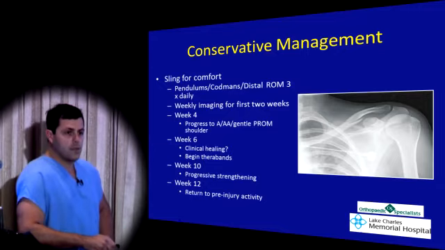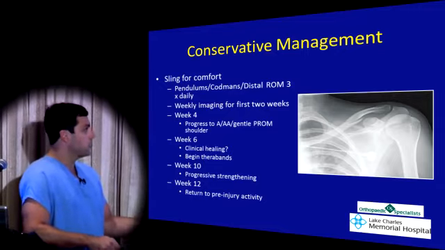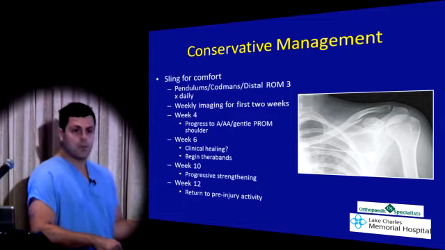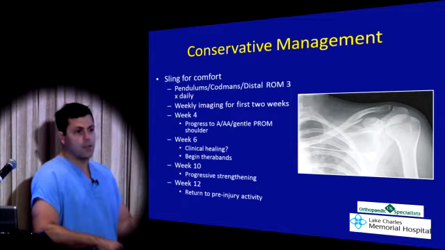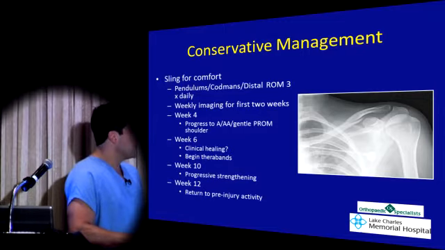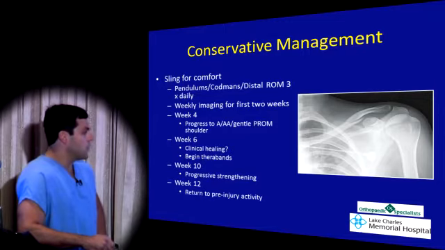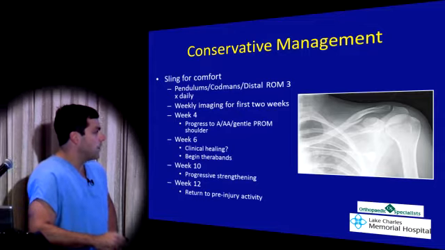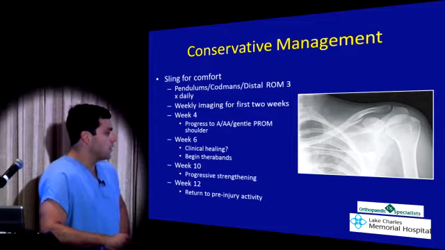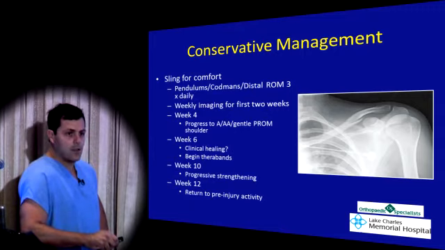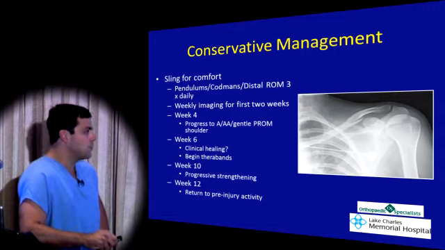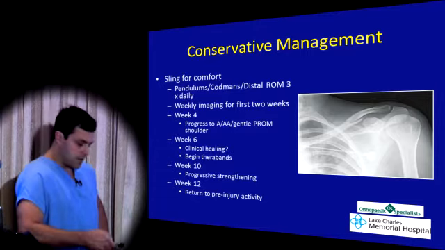By 4 weeks, I progress them to active assist, passive, gentle range of motion. And by 6 weeks, they usually have some clinical healing. They don't hurt, they've got callus. It may not be fully healed, but they can usually go back to doing almost anything they want. You can do progressive strengthening by week 8, therabands here at week 6, and return to pre-injury level by week 12. However, if it's a younger person and they've got good callus by 6 weeks, you can advance some of this.